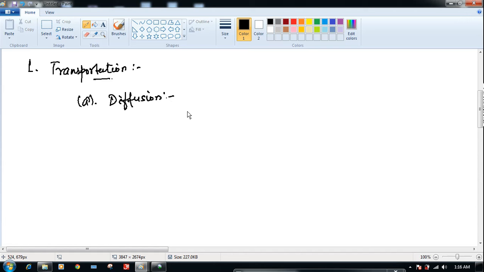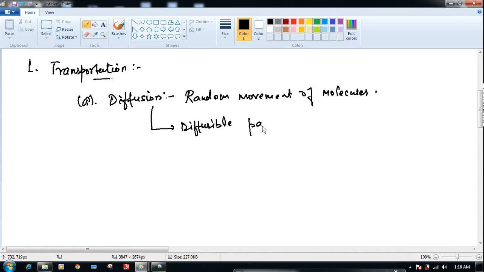Diffusion is nothing, just a random movement of molecules. So random movement means, if we are talking about diffusion, then we have to see one thing, that diffusible particles have kinetic energy. So with the help of this kinetic energy, particles are moving.